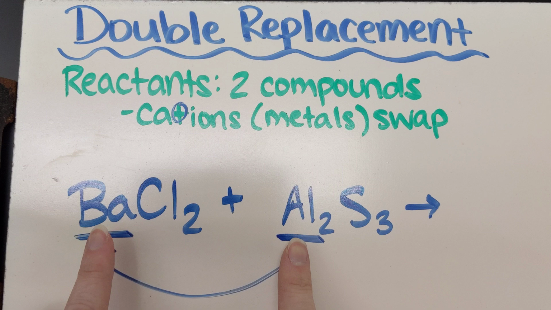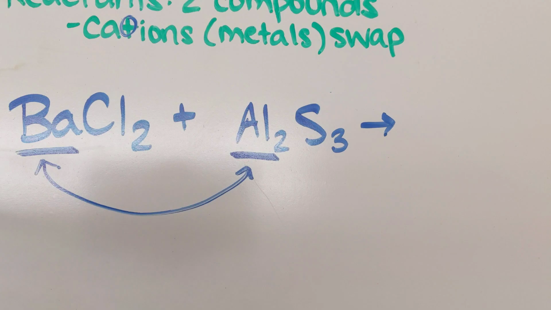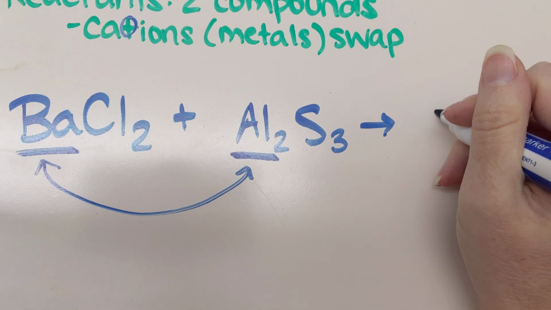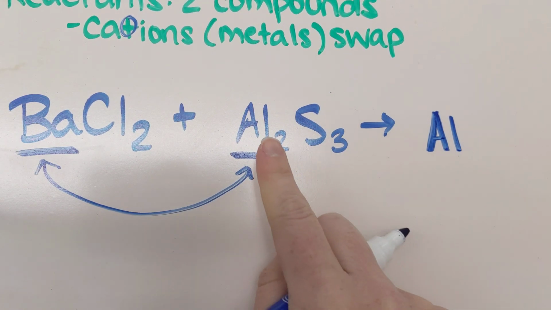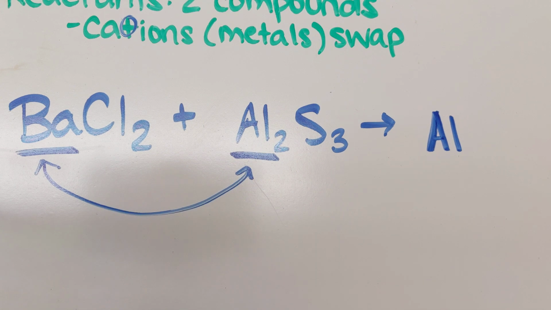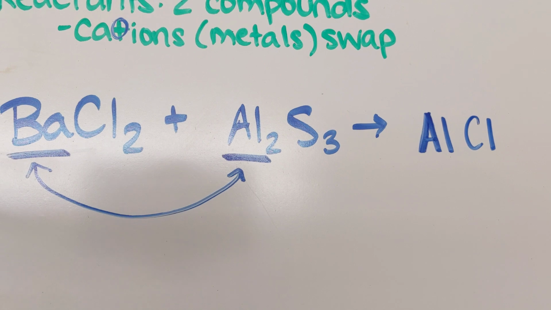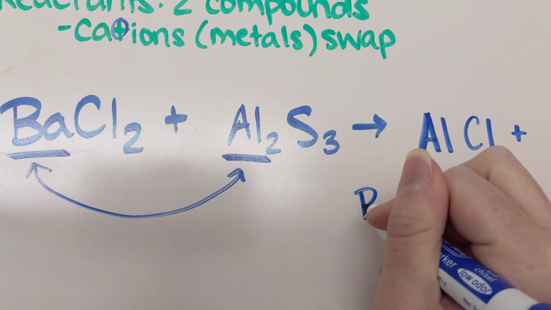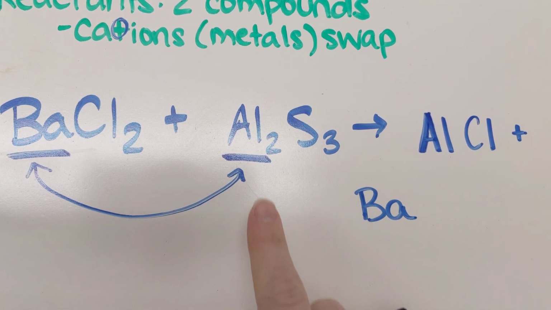Okay, so grab the first one from here, the first one from here, and we're going to trade places. So aluminum is going to end up with chlorine, and barium is going to end up with sulfur.